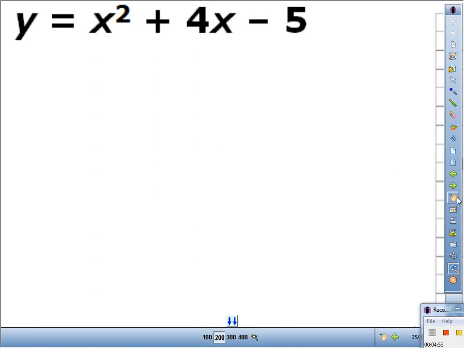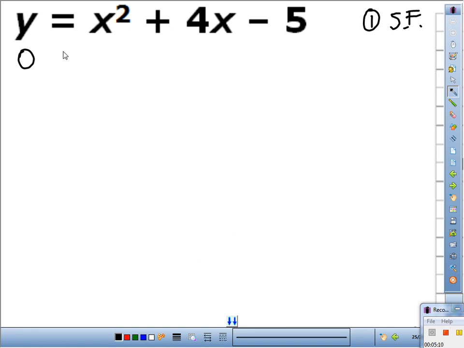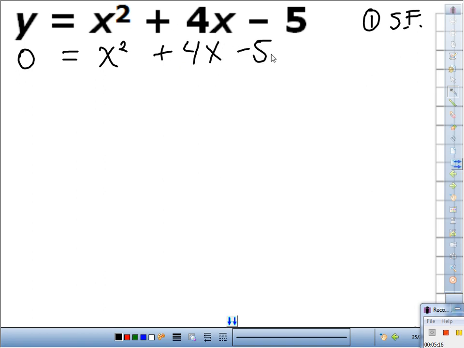They want us to solve this equation, and also they want us to find the vertex and graph. So before I do all that, I know that my first step with solving any quadratic equation is always what? Standard form and equal to 0. So I'm going to do that really quick, and you're just paying attention. x squared plus 4x minus 5.